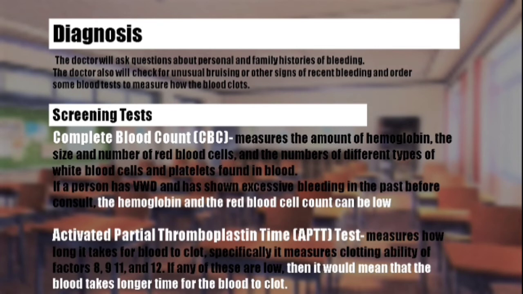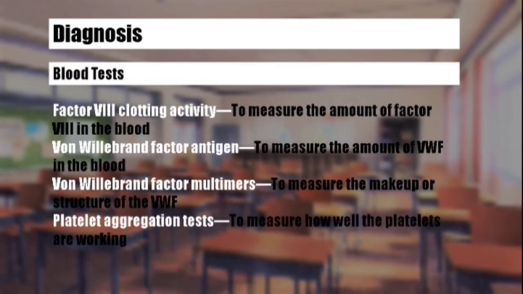If a person has von Willebrand disease and has shown excessive bleeding in the past before consult, the hemoglobin and the red blood cell count can be low. Activated partial thromboplastin time (APTT) test measures how long it takes for blood to clot. Specifically, it measures clotting ability of factors 8, 9, 11, and 12. If any of these are low, then it would mean that the blood takes a longer time to clot.